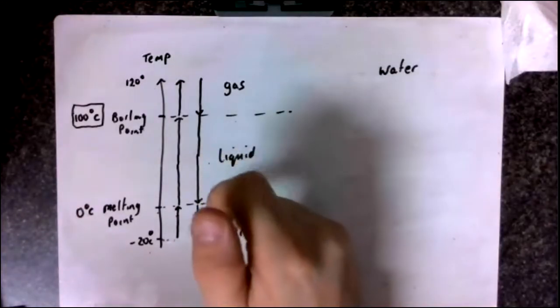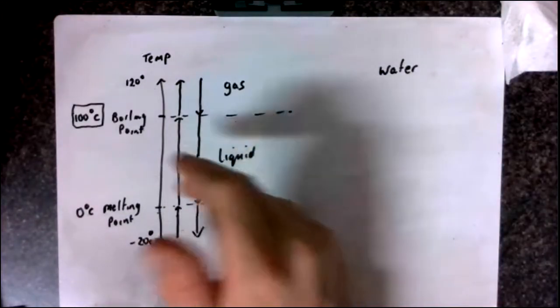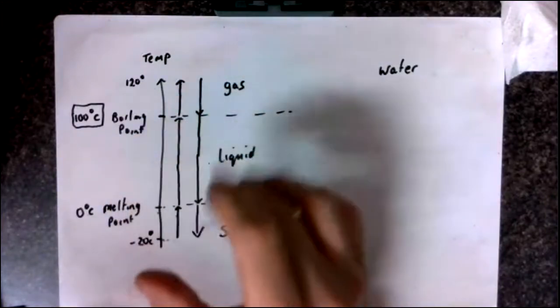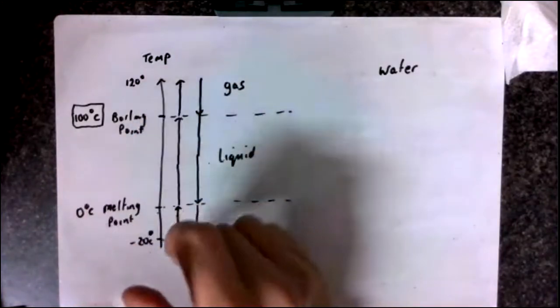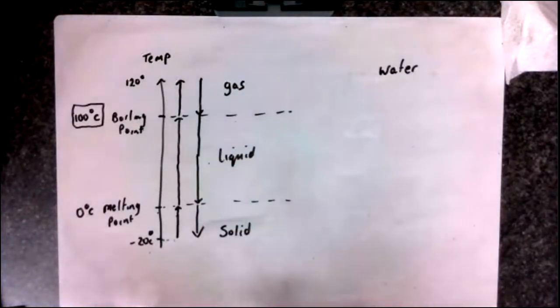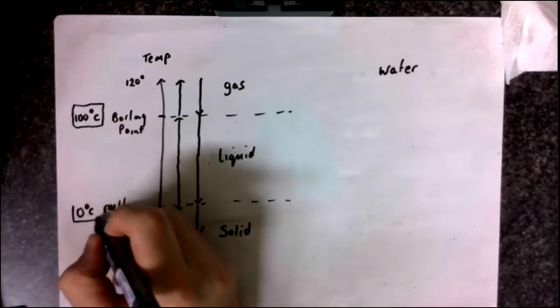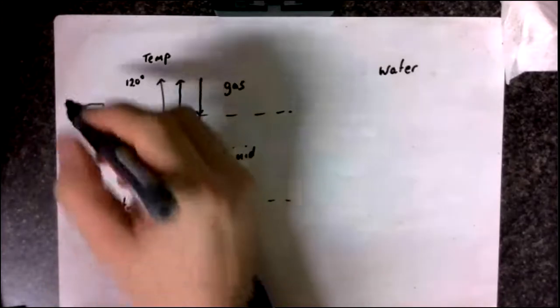It's a good idea, if you're ever stuck figuring out what state a substance is in or where the melting and boiling points are, to draw a simple number line like what I've done there for your substance. Obviously your substance will have different melting and boiling points. This is only for water.